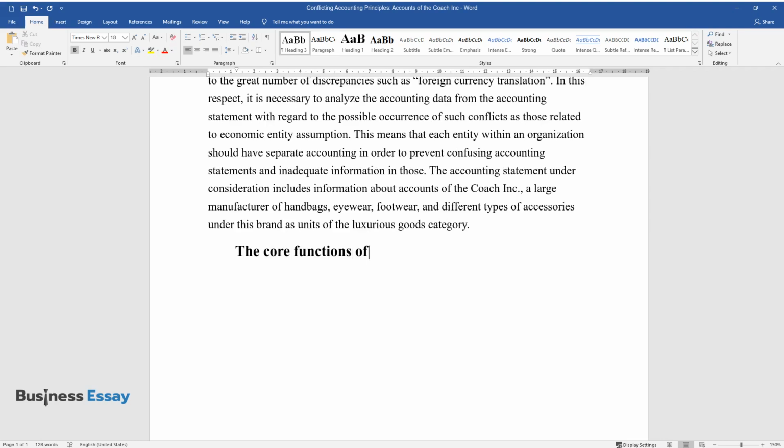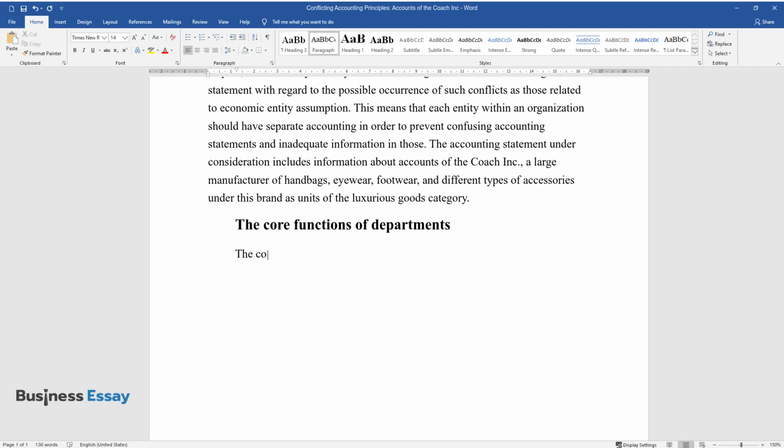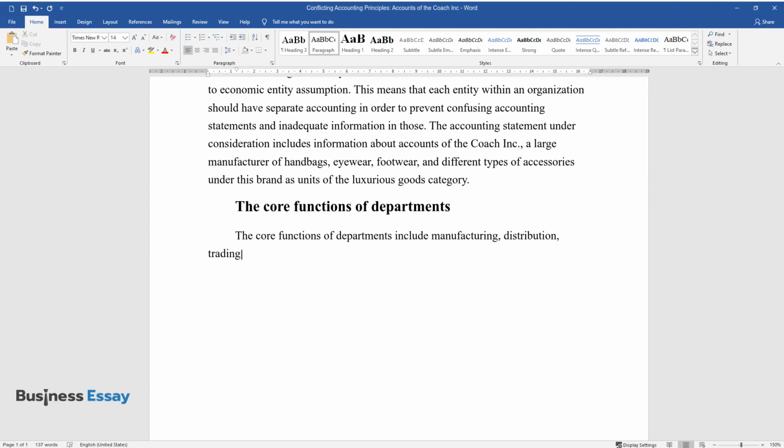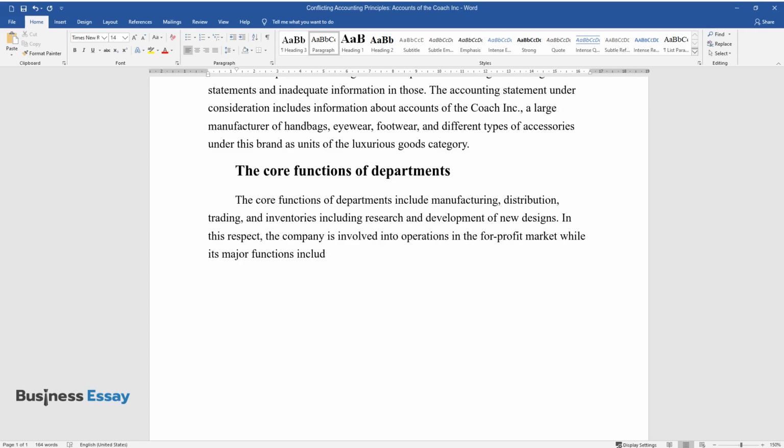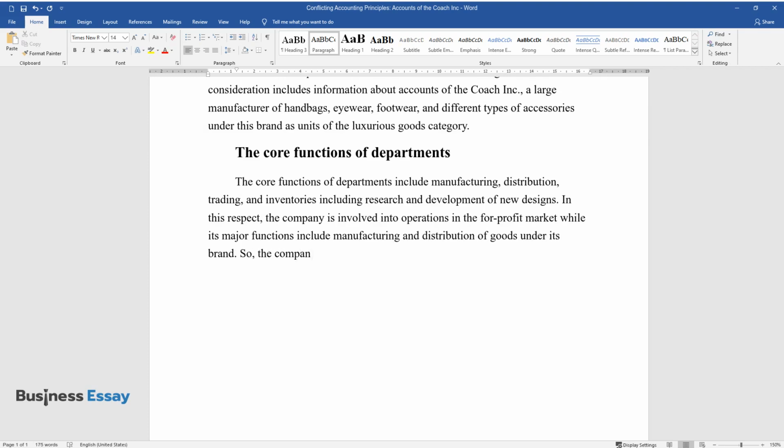The core functions of departments include manufacturing, distribution, trading, and inventories, including research and development of new designs. In this respect, the company is involved in operations in the for-profit market, while its major functions include manufacturing and distribution of goods under its brand.